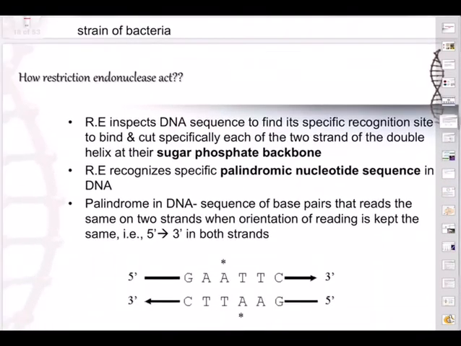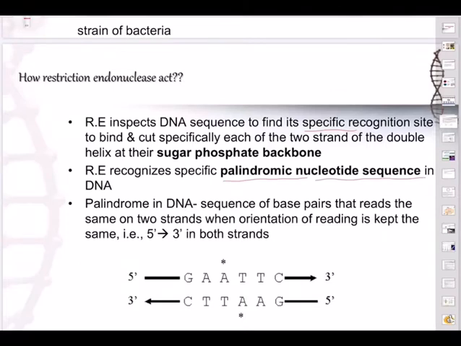Now we go to the action part of it. What do these restriction endonucleases do? As we said, they cut at a specific recognition site, to bind and cut specifically each of the 2 strands of the double helix at their sugar phosphate backbone. And these restriction endonucleases recognize specific palindromic nucleotide sequences.